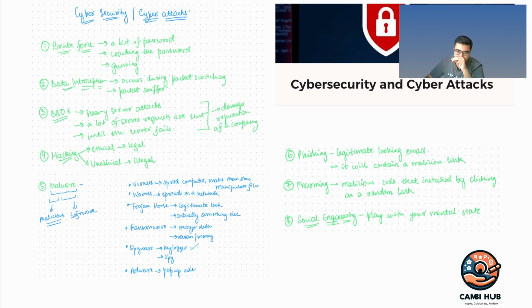That is adware. Now, phishing is always in emails. It is a legitimate-looking email, but it contains a malicious link or a malicious file, and when you click on it, you get hacked or doomed, whatever you want to say. Farming is a malicious code.